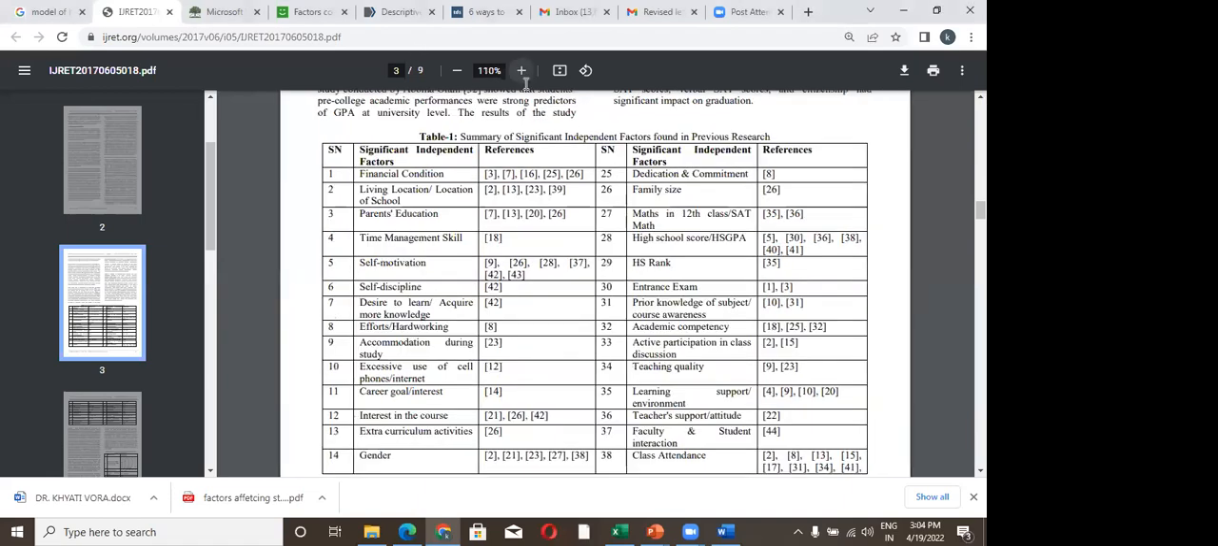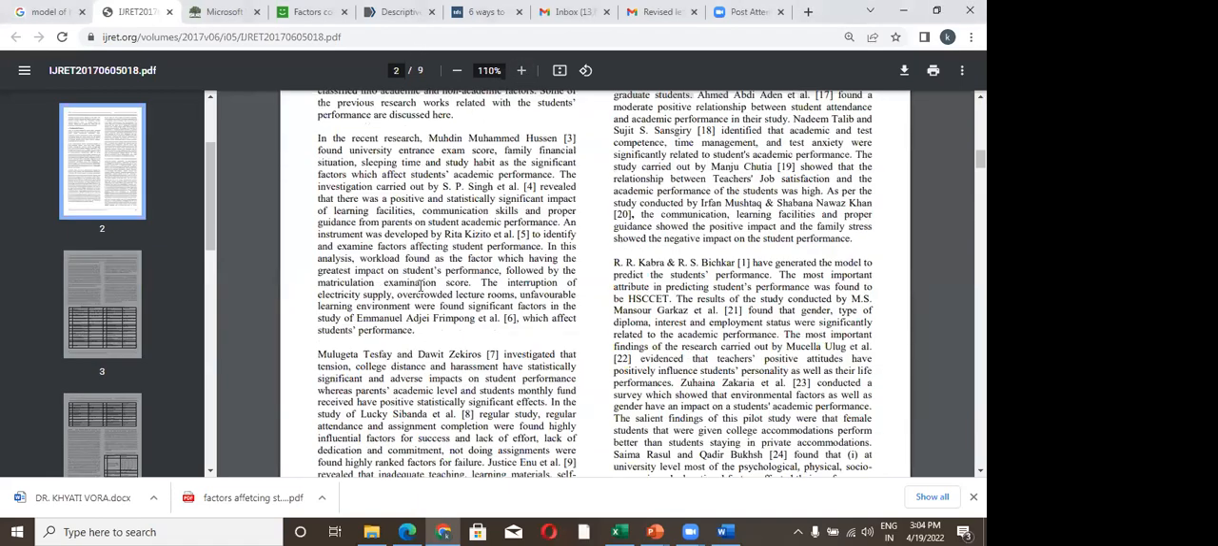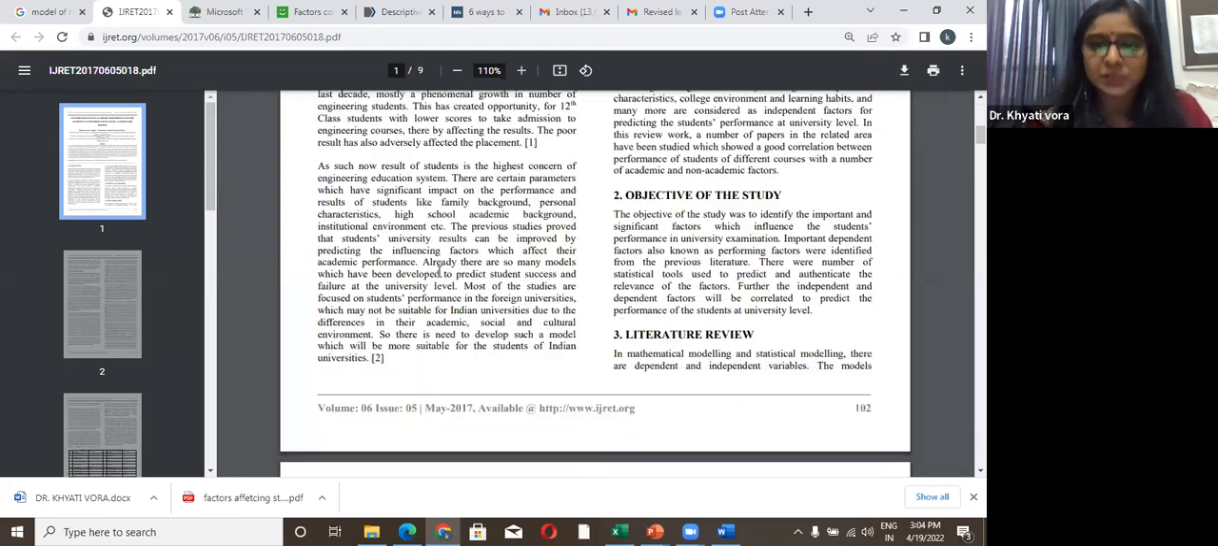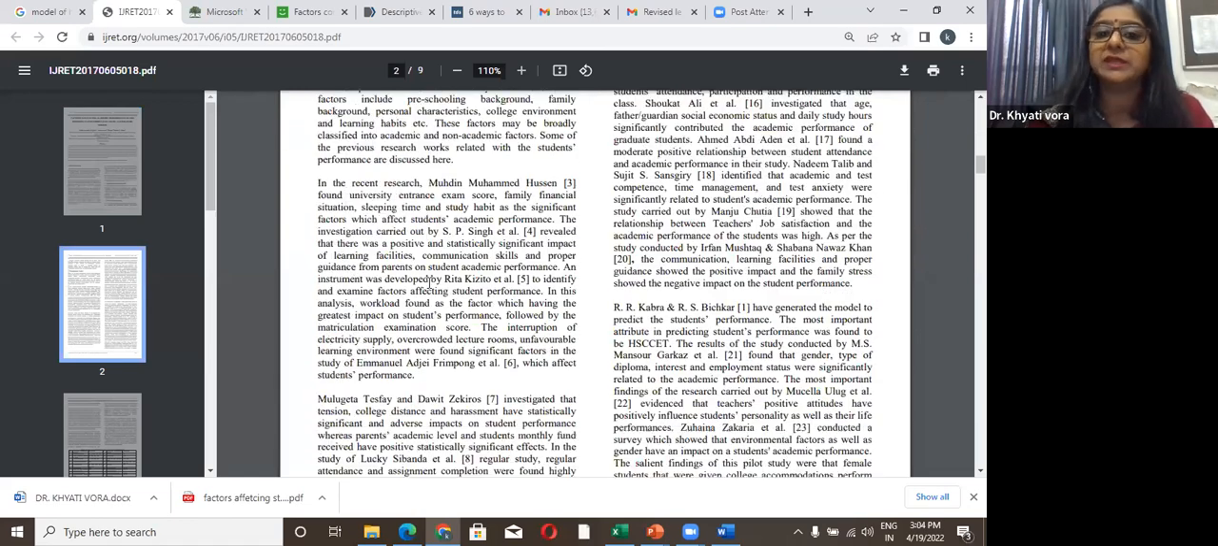I hope it is visible to you all. See the paper: Factors influencing academic performance of the students at university level. Literature review. These papers are fantastic. Most of us get scared reading such a paper, but you should not. What you have to do is look at their findings. They will give you the right answers. This person has done a good job and made it very easy for us.